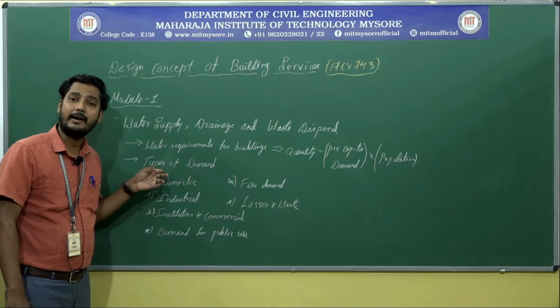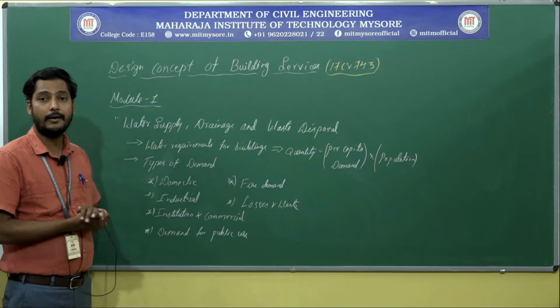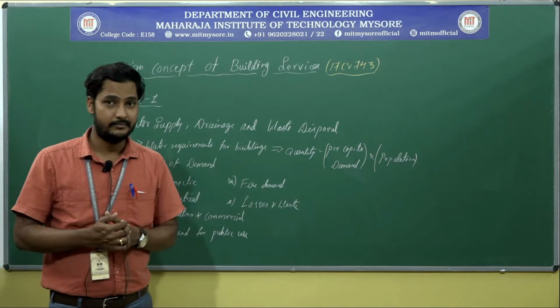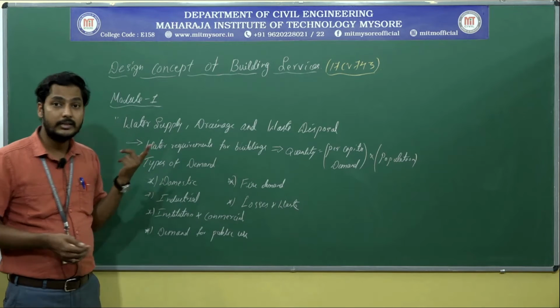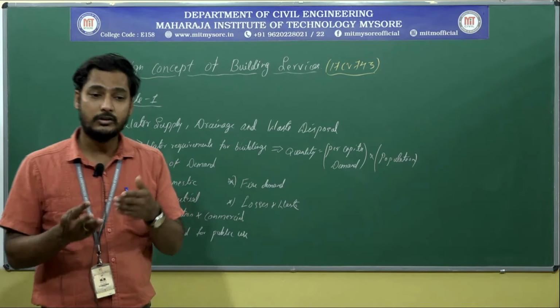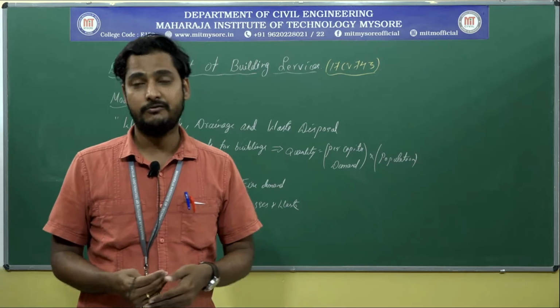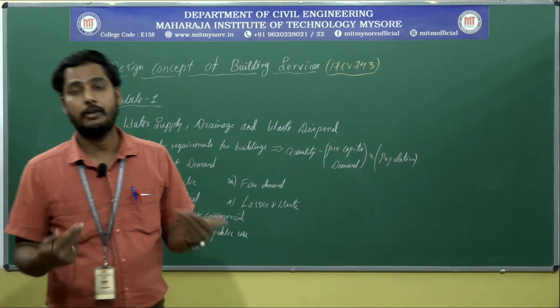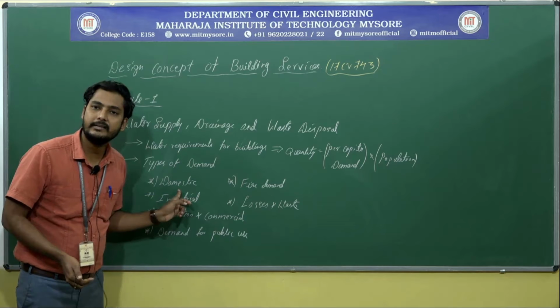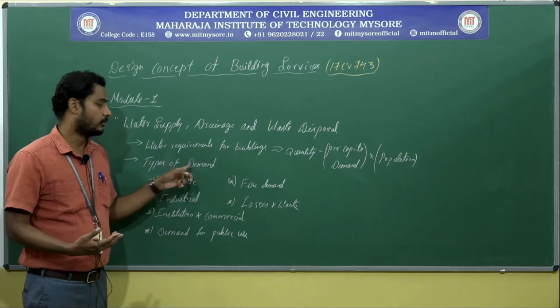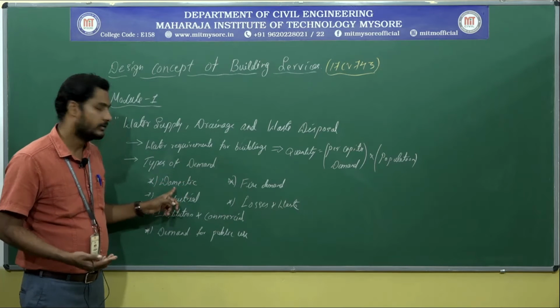Then the types of demands. Just now I discussed how we calculate the water quantity. Of course, it is a simple technique. Coming to the types of demands, demands will not remain the same, because according to the comfort zone of the public, the water requirements will vary. The first and foremost is domestic purpose: for household requirement, the water demand varies.